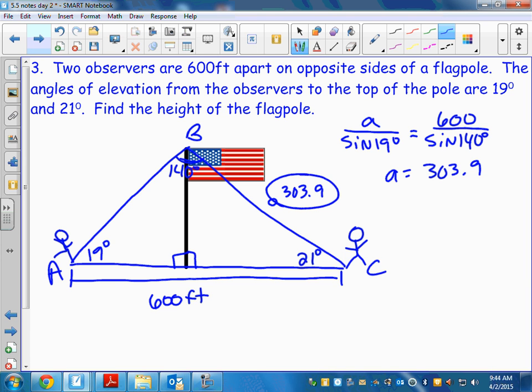Now that we have this, and we know it's a right angle, can I solve for the height of the flagpole just using good old SOHCAHTOA? Couldn't I say the tangent of 21 degrees is opposite over adjacent, would be h over 303.9? So this is a two-part question: you have to use law of sines to find one side, and then you have to use something else. I think SOHCAHTOA is the best choice to find the height.